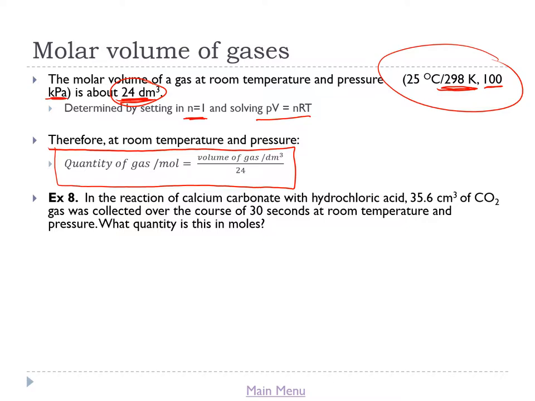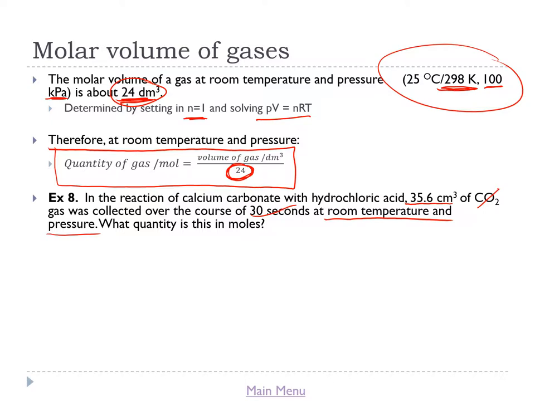So we've got this question here. It says, in the reaction of calcium carbonate with hydrochloric acid, 35.6 centimeters cubed of carbon dioxide gas was collected over the course of 30 seconds at room temperature and pressure. What quantity is this in moles? Now again, there's quite a lot of excess information here. It doesn't matter what the gas is, because one mole of any gas occupies the same volume. And it doesn't matter how long it took, because the time is just irrelevant. What does matter though is this statement here about room temperature and pressure, because that tells you we can use this 24 number as our molar volume. So the calculation is just going to be really simple.